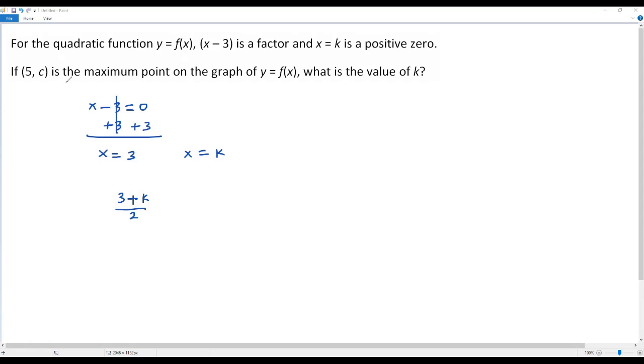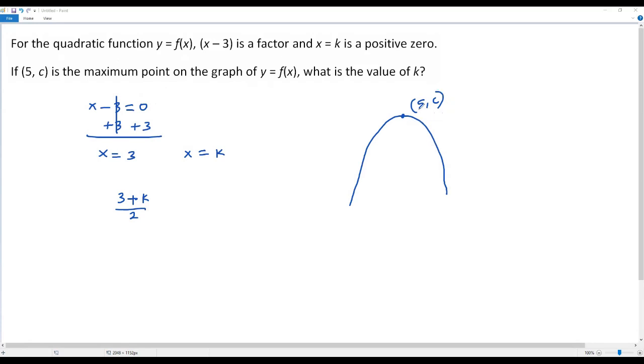Okay, and we can consider the other information in the question. That is, (5, c) is the maximum point on the graph of y equals f of x. We know that a parabola is the graph for a quadratic function. Since we have the maximum point on the graph of the given quadratic function, the parabola must open down. So it has to look like this. And here, this is a maximum point. So we have the maximum point over here. That is (5, c). Clearly, this (5, c) represents the vertex of the parabola.